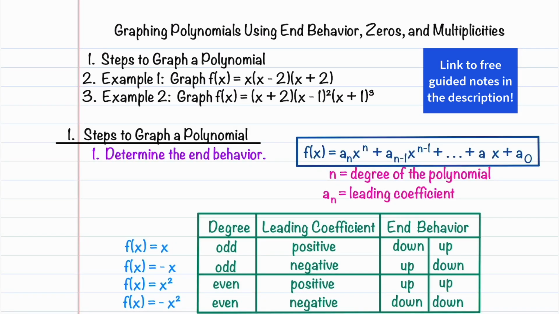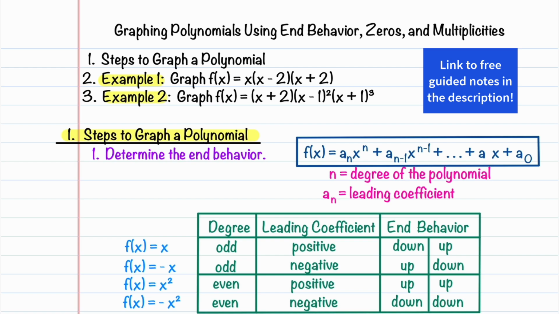In this video, we're going to walk through two example problems and learn how to graph these polynomial functions by analyzing their end behavior, identifying their zeros and multiplicities, and then sketching the overall shape of the graph. Let's start with a quick overview of the steps that you should follow when graphing any polynomial function.